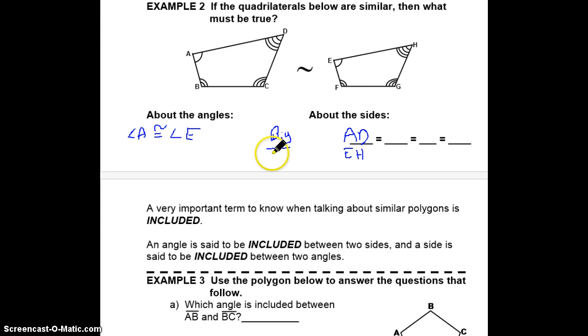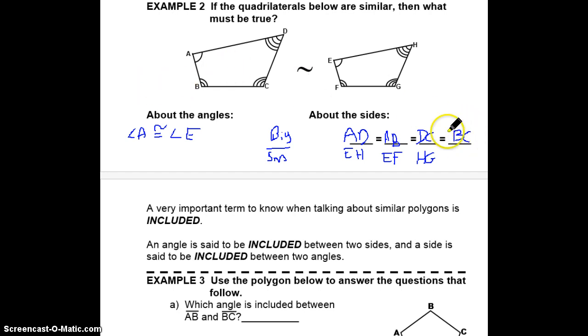So I'm going to write it over here, big to small, just so that I make sure I put them in the right spot. Okay, so I could come over here and say, okay, well, what about AB? Well, AB is going to correspond to EF, and I could say DC is going to correspond with HG. And all of these will give you the exact same ratio. Okay. And then our last one that we haven't written is BC.